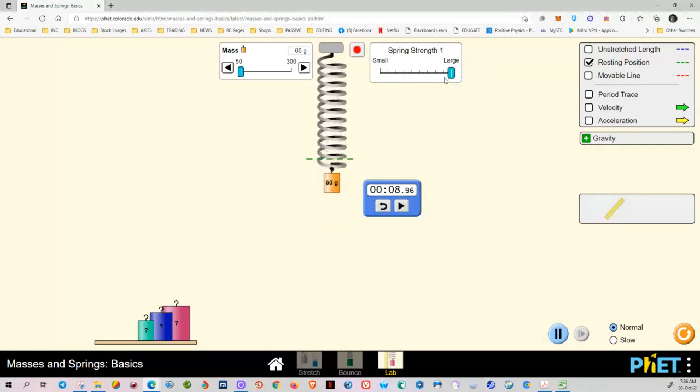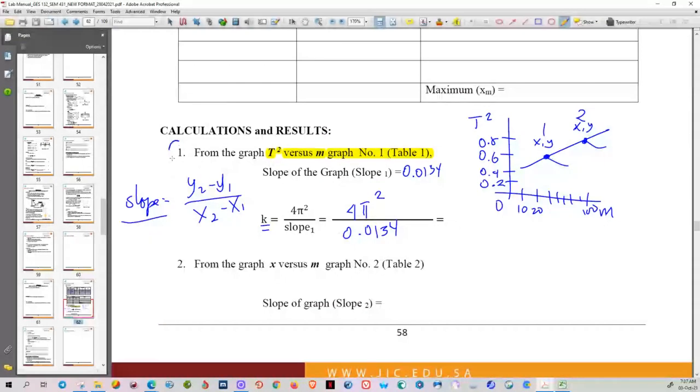You can go up to the large spring, okay? But take note, if you use the large spring, the vibration is fast. So you can slow it down, okay? So that you can take the timing properly. So that's how you will accomplish table number 1 with calculation number 1. Any questions? Any part of this setup that you want to clarify? Go ahead and ask me now.